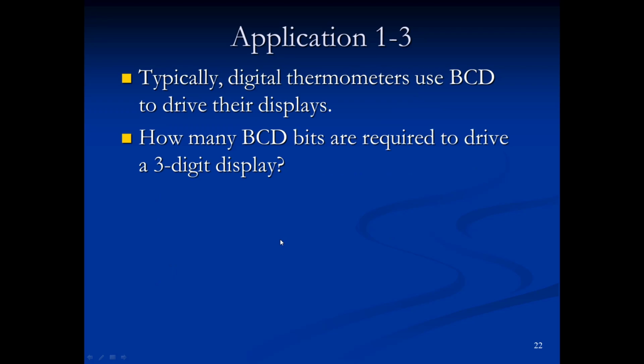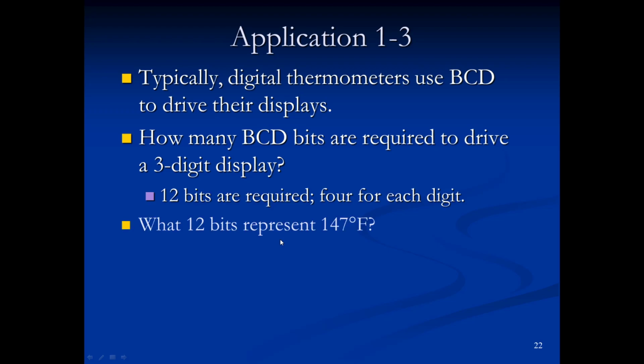So then, let's say digital thermometers. Typically, they'll use BCD to drive their displays. So they'll have a binary coded decimal binary string, zeros and ones, one set of 4 representing each digit on the display. Now remember that BCD uses groups of 4 bits for each number, so when they ask how many BCD bits are required to drive a 3-digit display, all we do is multiply 3 by 4, and we find out that it's 12 bits that are required, 4 for each digit.